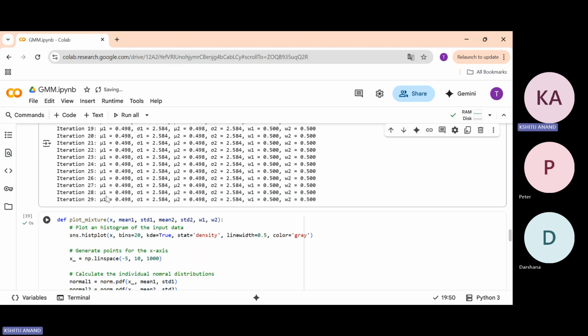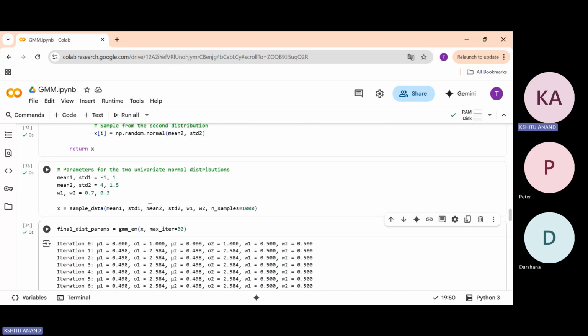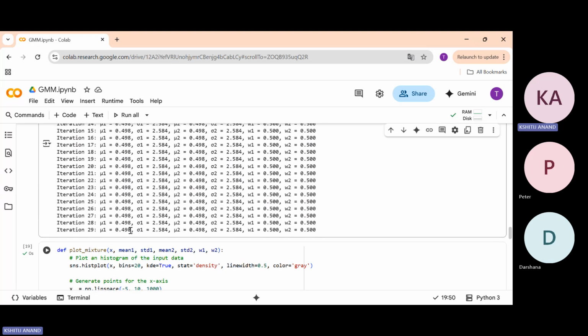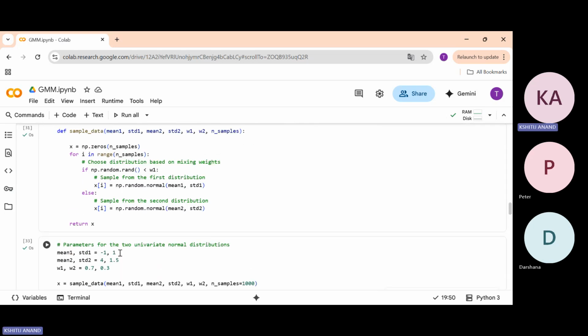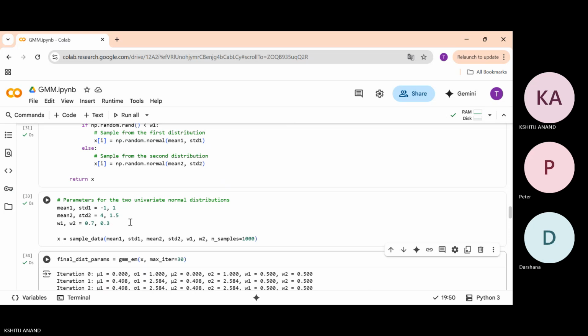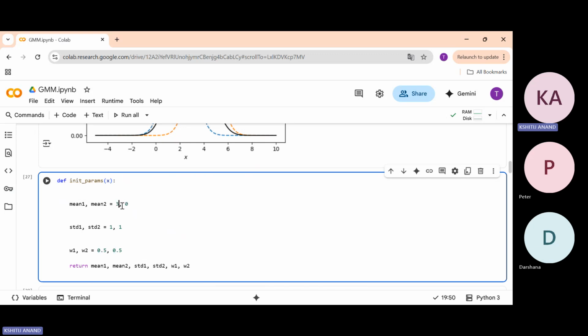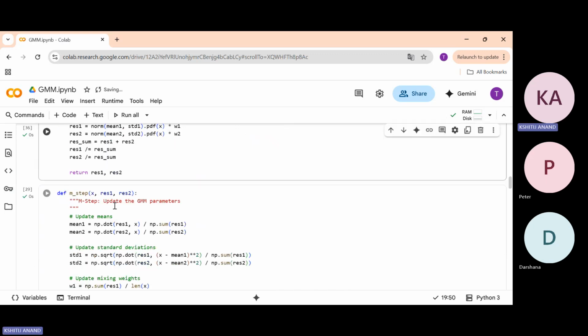See, iteration is being done, and let's check the results. The mu1 is 0.5 and mu2 is 0.5. Okay, is it so? I think this has a problem related to how the mean is initialized. So let it be random, then it will be better. Otherwise, 3, 2.